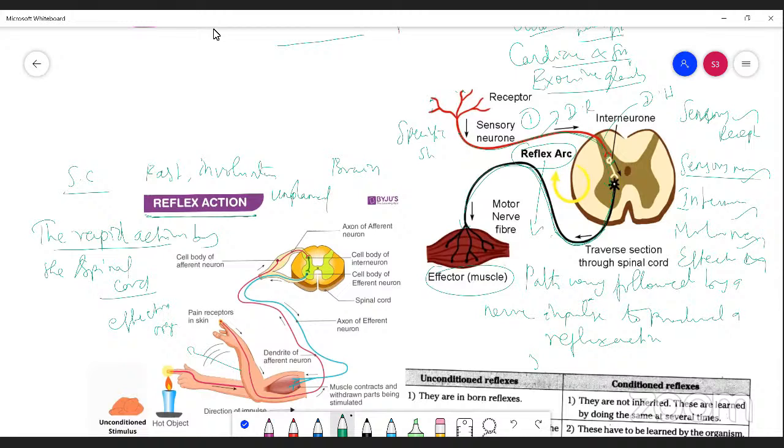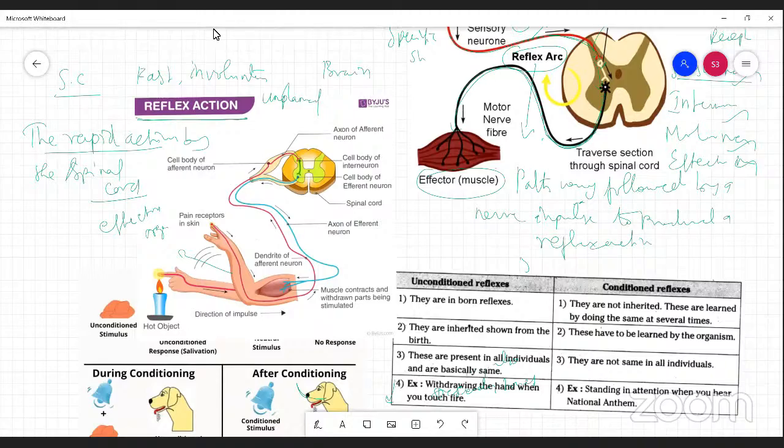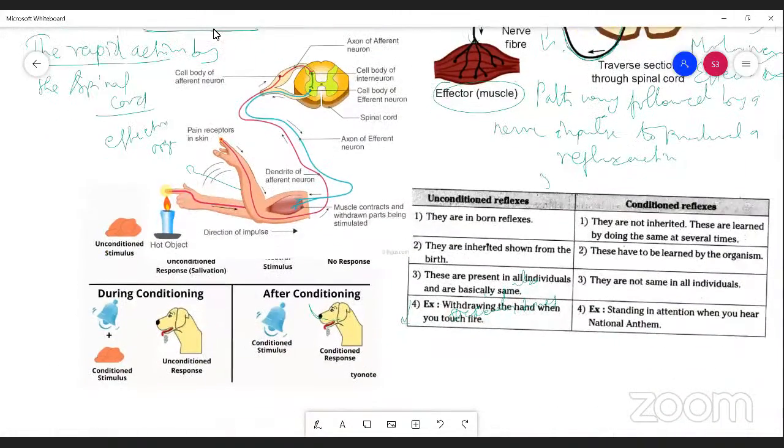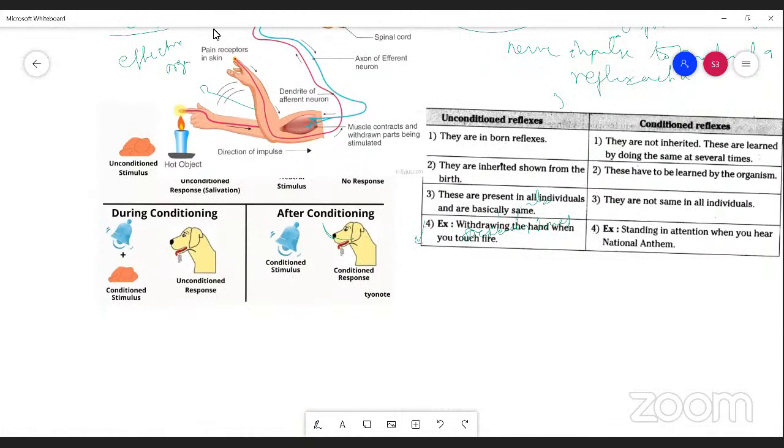Do you understand? Now, we want to see the different types of reflexes. We know what reflex action is and what the reflex arc is. So, what is meant by reflex action? The rapid action by the spinal cord is called the reflex action.